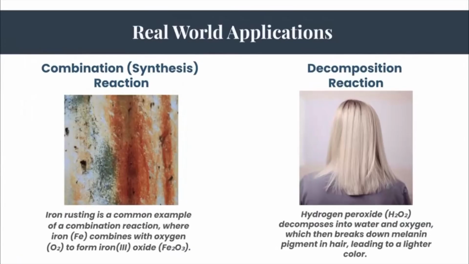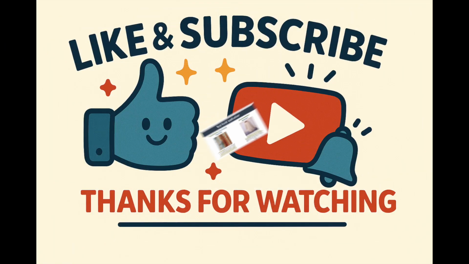Okay, so why does all this matter? You see, these reaction types aren't just classroom ideas. They happen all around us. And a common combination reaction is iron rusting, where iron reacts with oxygen to form iron oxide. And a common decomposition reaction is hydrogen peroxide breaking down into water and oxygen. The same reaction used in hair bleaching and wound cleaning. You see, guys, chemistry is constantly building things up and breaking things down, and understanding these patterns helps you make sense of the world.